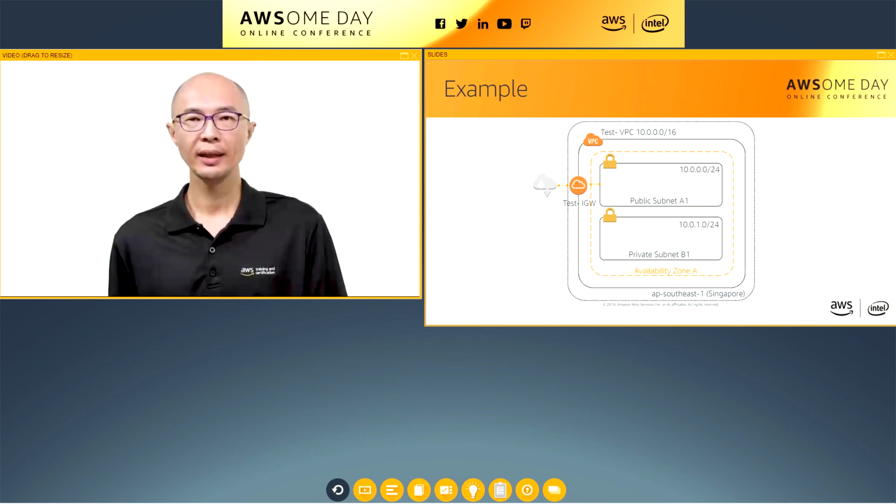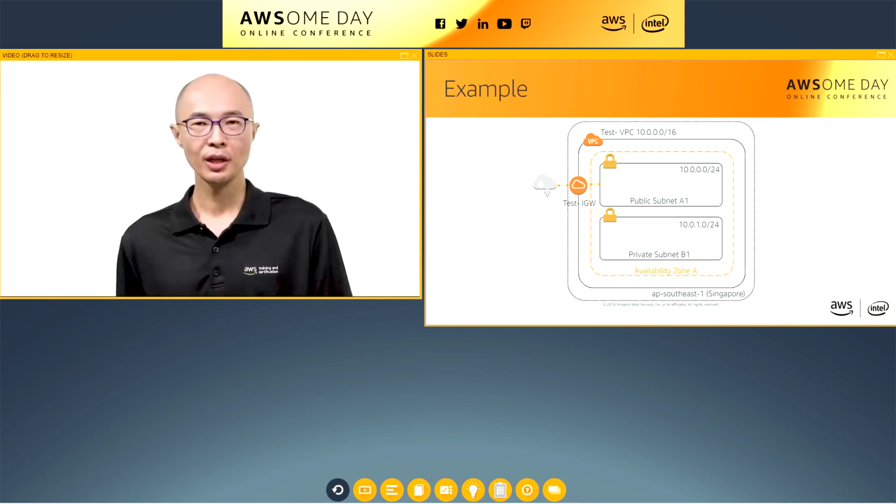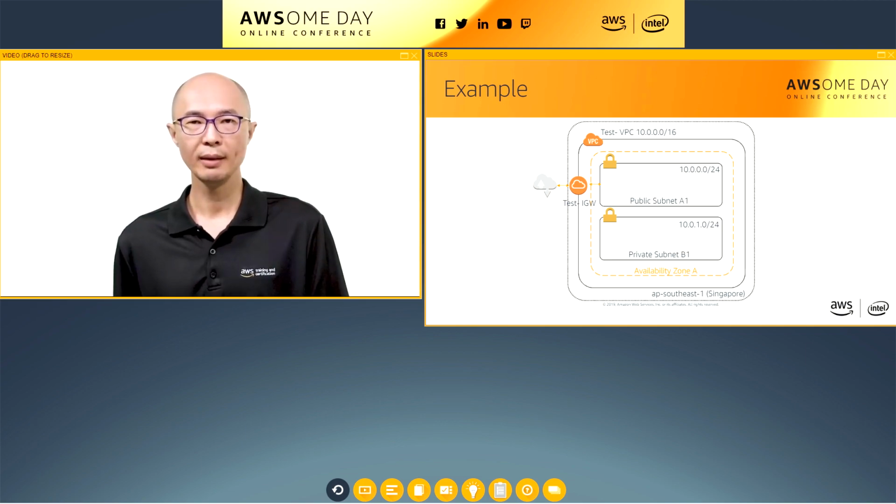We have added an internet gateway called test IGW. Subnet A1 will become a public subnet where workloads can be directly accessed from the internet. Subnet B1 will be your private subnet that is isolated from the internet. For the network administrators in the audience, you may find the network design diagram somewhat familiar. This is because the public subnet will map nicely to your DMZ, and the private subnet will map to your production network in an on-premises environment.